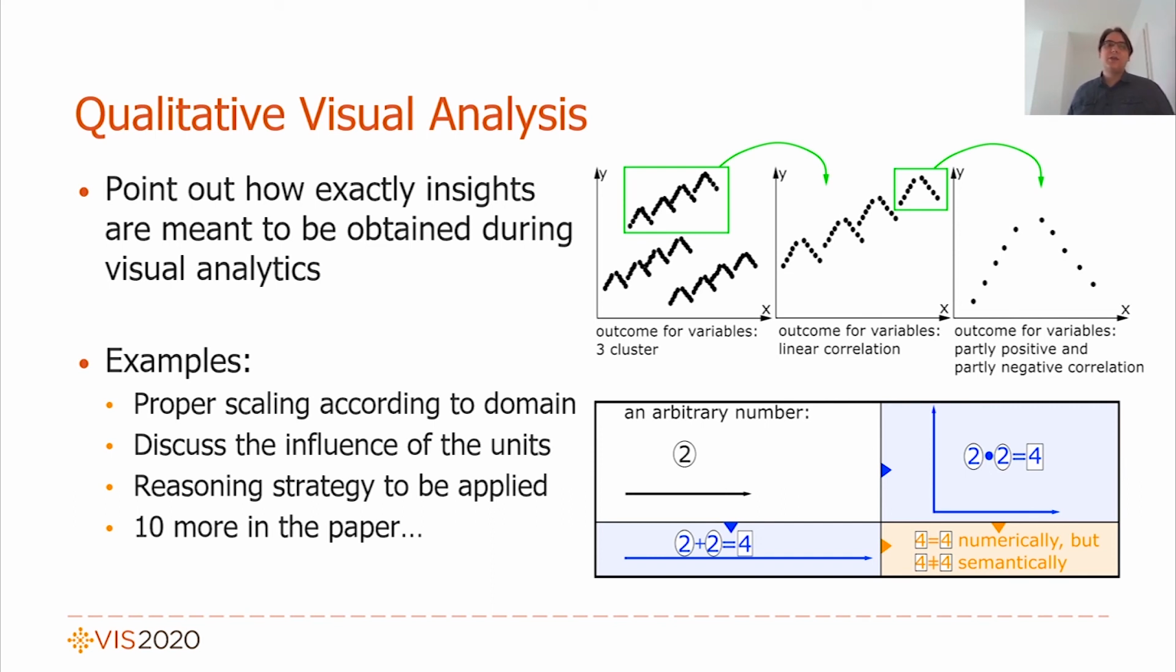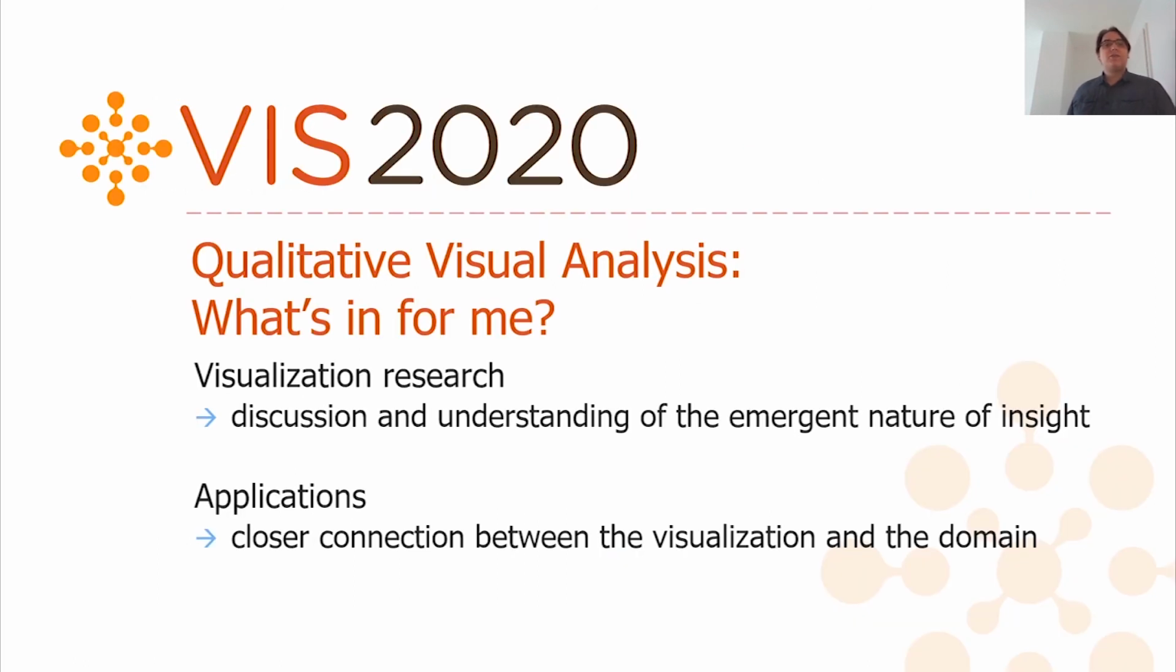And it really starts low level with discussing proper scaling according to the domain. It includes discussion of the influence of units, and then it goes on until you really discuss the reasoning strategies applied. As I said, in our paper we have about 13 examples where qualitative considerations can enhance the results that you obtain by the currently predominant purely quantitative approach. So I really invite you to embrace the qualitative factors contributing to the visualization result and to discuss them explicitly in your papers.